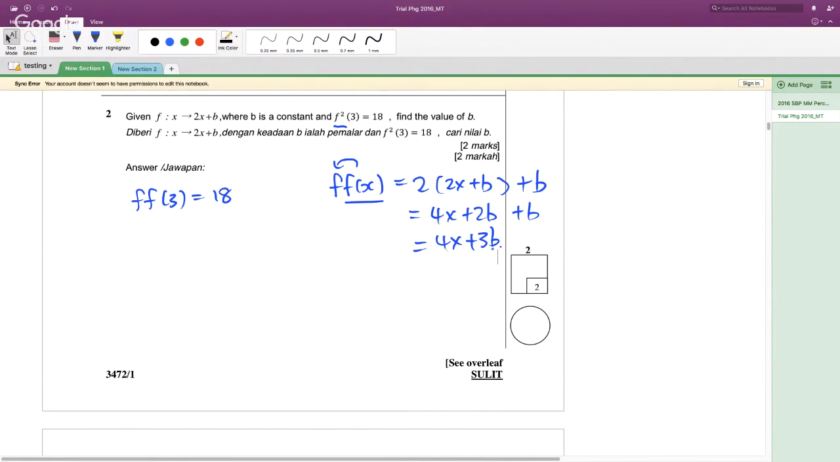Okay, since x is equal to 3, I will have 12 plus 3b equals 18. So 3b equals 18 minus 12, and you will get 6. So b equals 2. Right, it's very simple, and you just get 2 marks from it.